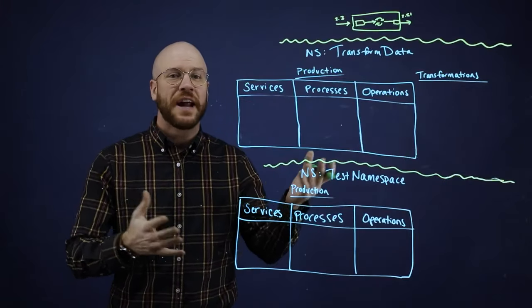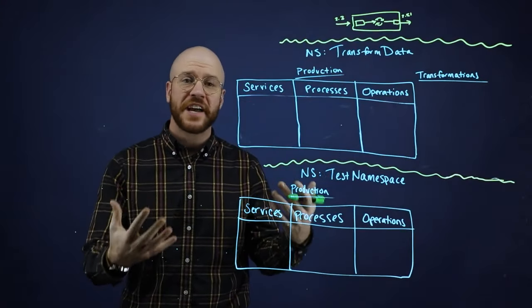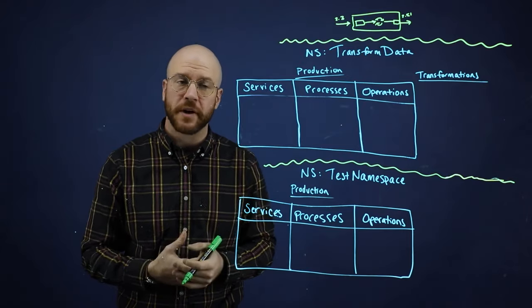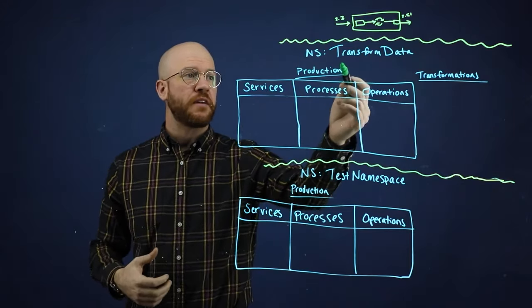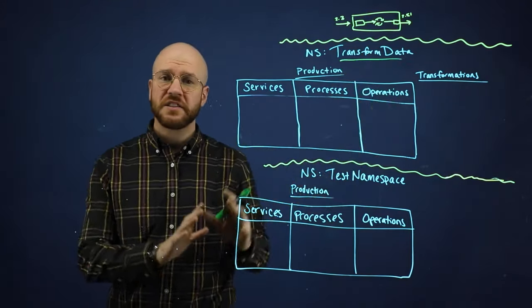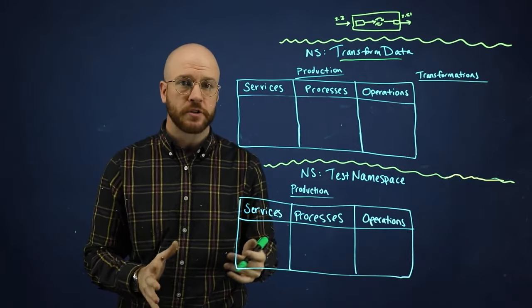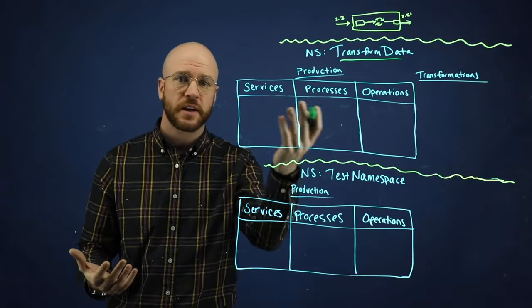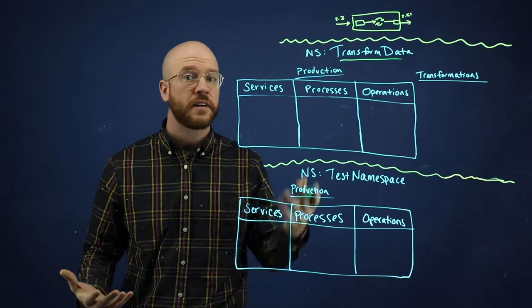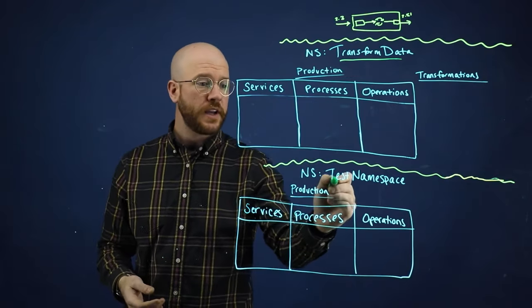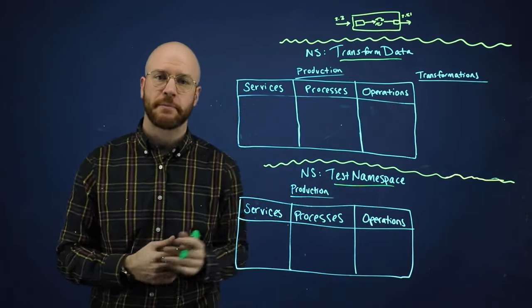All right, so let's take a look at how this actually might play out if you were to set it up in a two namespace environment. So the first namespace we have here is transform data, and this is going to replicate your client's environment. So we're going to build a production that's going to look just like what your client is asking to create in this sample scenario. And namespace number two is going to be called test namespace.